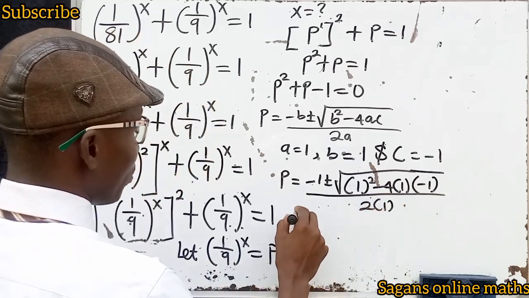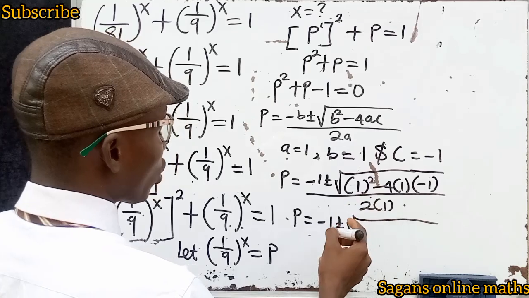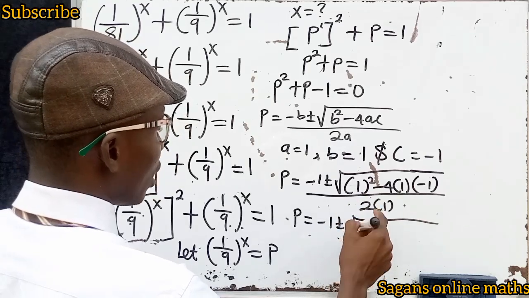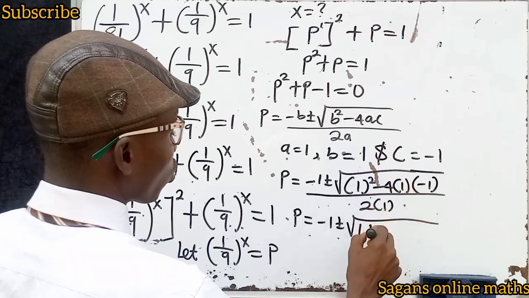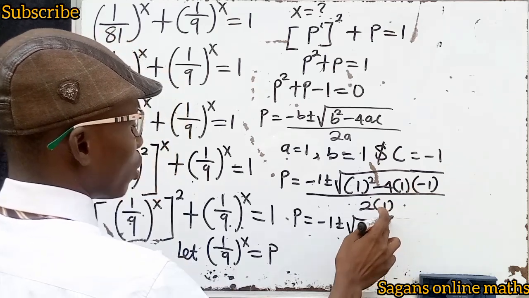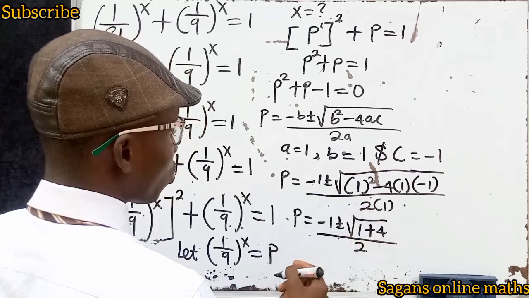That means our p will be equal to minus 1 plus or minus the square root of minus 1 to the power of 2, which simply means 1 times 1, which is 1. Minus 4 times 1 is minus 4. Minus 4 times minus 1 will give us plus 4. Then divided by 2, because 2 times 1 here is 2.